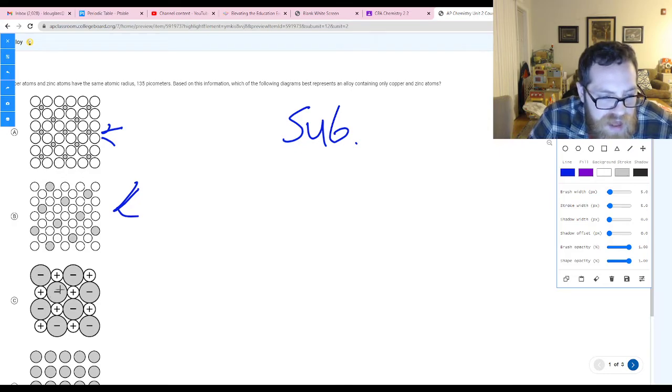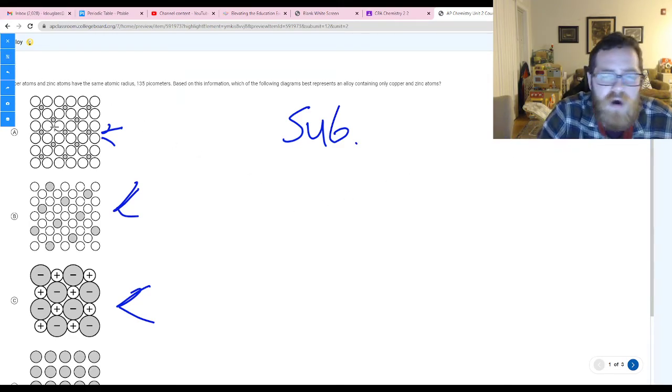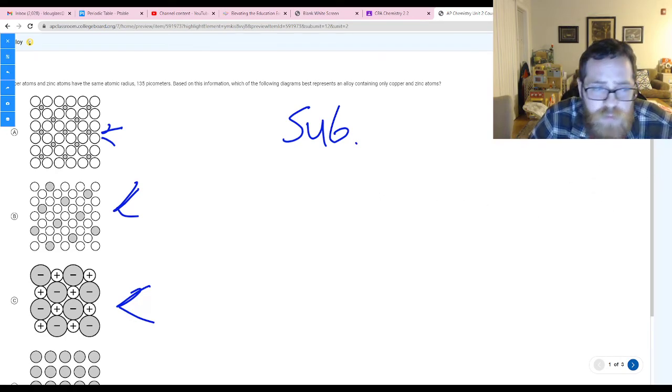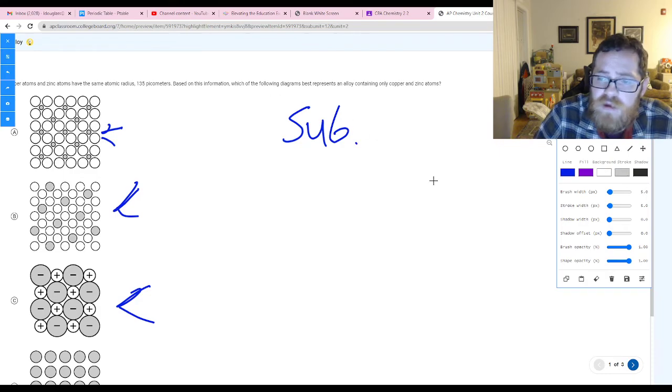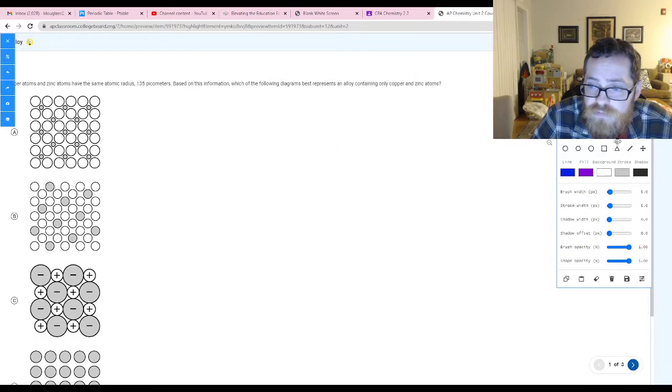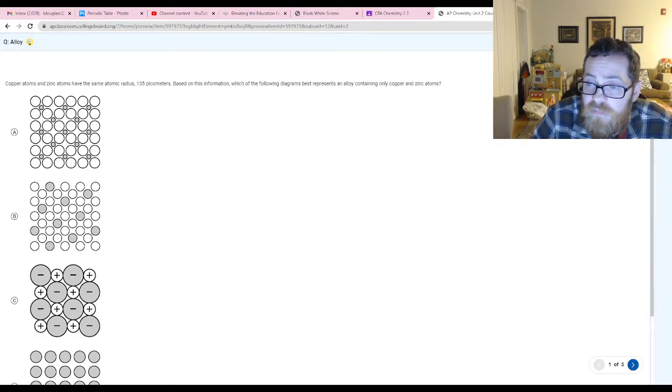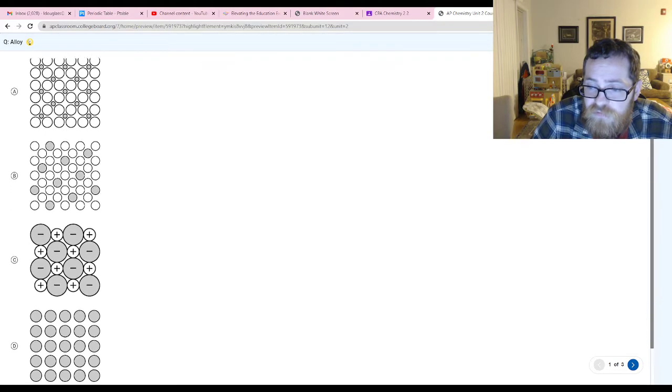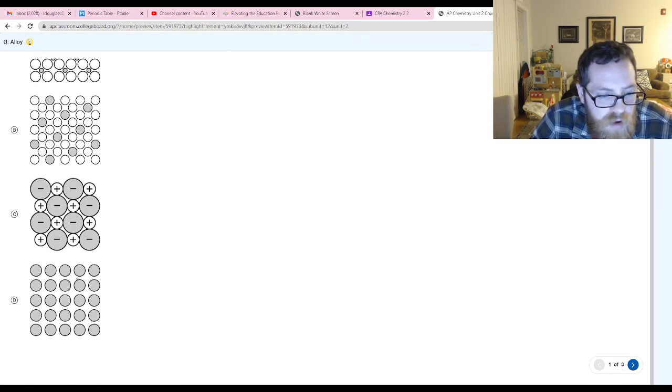Now we look at this one. This is an ionic solid. Alloys won't have positive and negative particles. All the metals will be a little positive and the electrons will be floating around freely, but that is not the same as positive and negative particles. And finally, this last one, they are all the same element, or at least we can assume so based off of the color. Therefore, it's not an alloy, seeing as an alloy is a combination of two or more metals.